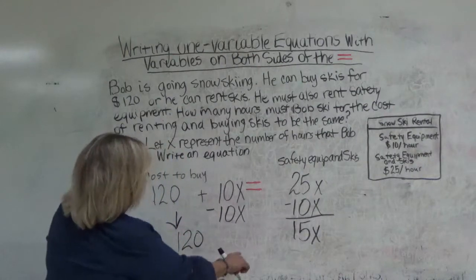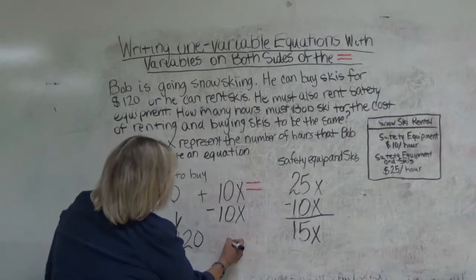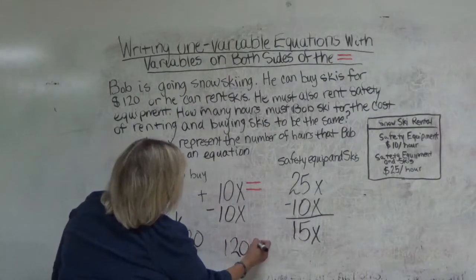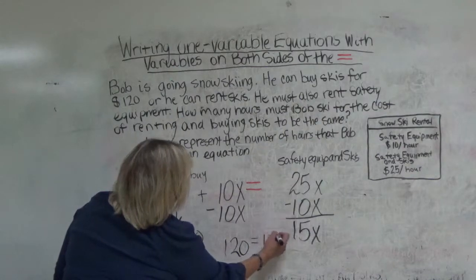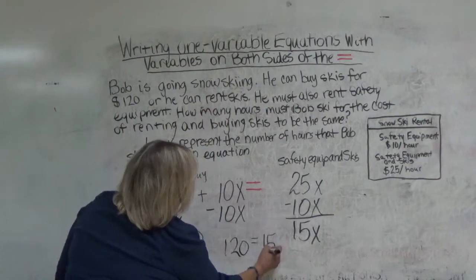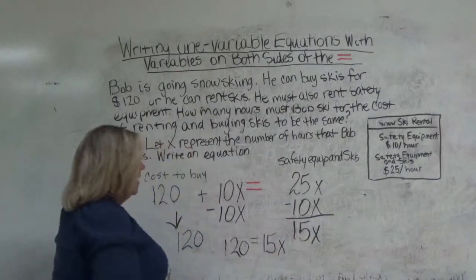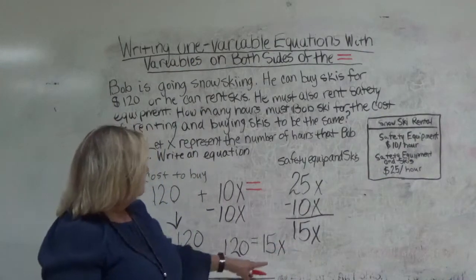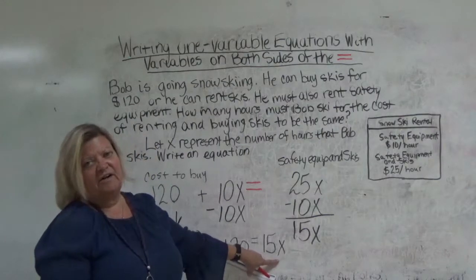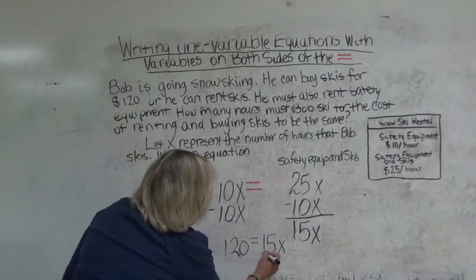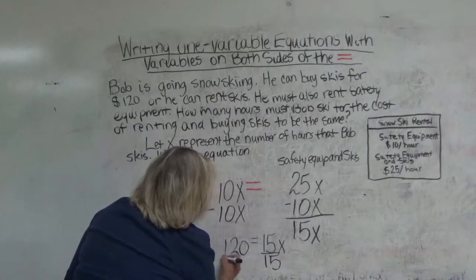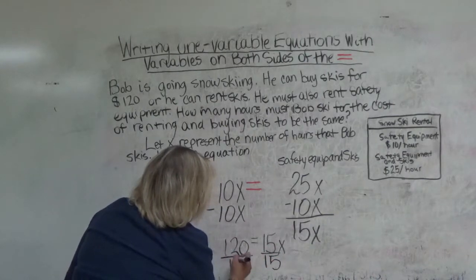And then I'm going to rewrite it in the middle: 120 equals 15x. And now we want to solve for x. The final step is solving for x. So to undo the multiplication here, we have to divide. So we're going to divide by 15, and we're going to divide by 15 over here.